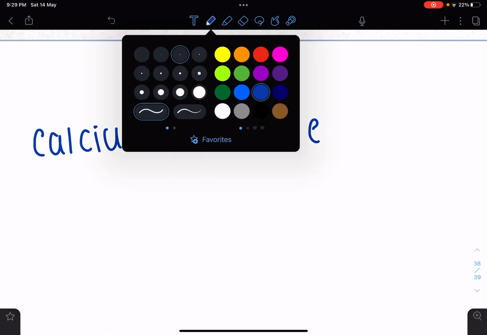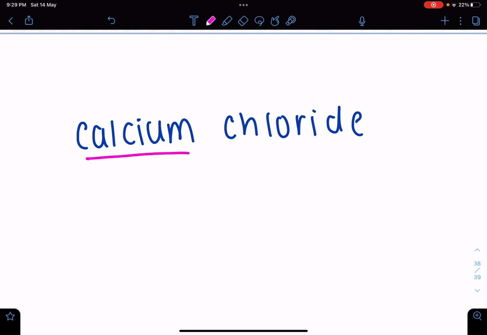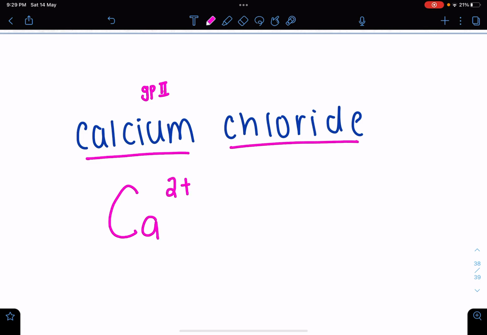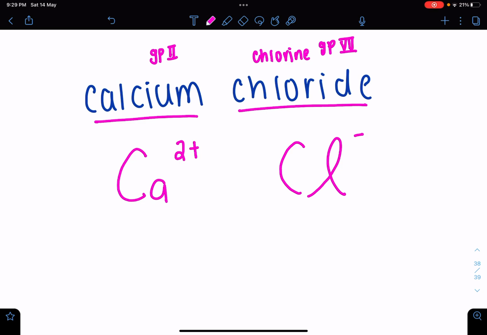We have calcium chloride. In order to find the chemical formula of the compound, you need to find the chemical formula of the single ion first. Calcium is in group 2 of your periodic table, which means its charge is 2+. Chloride comes from chlorine, and chlorine is found in group 7 in the periodic table, so the charge will be negative (1-). Okay, so what is the chemical formula for this ionic compound?